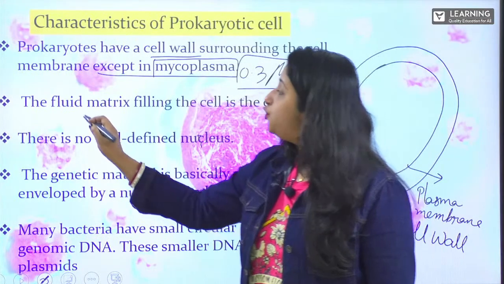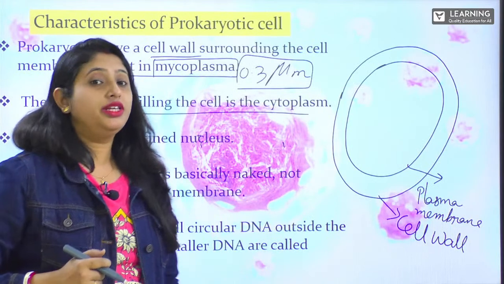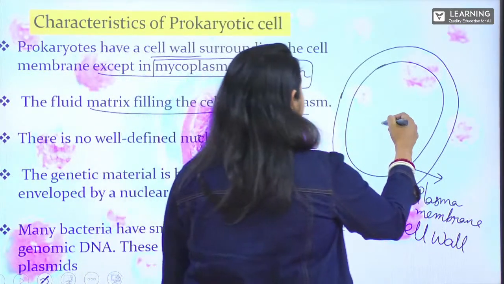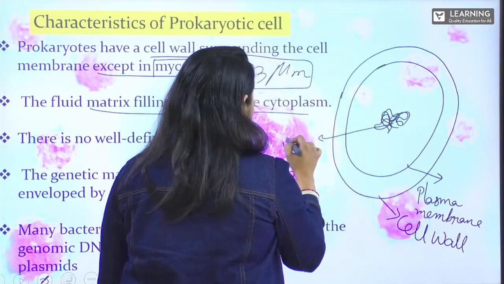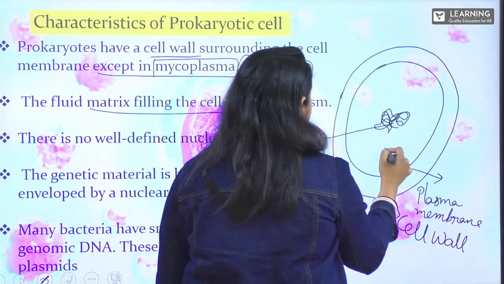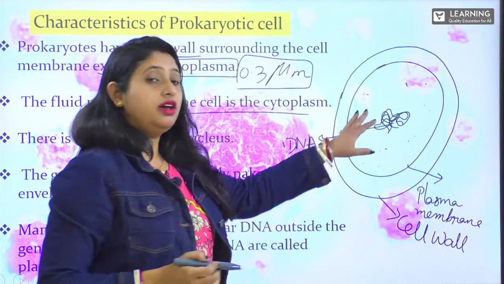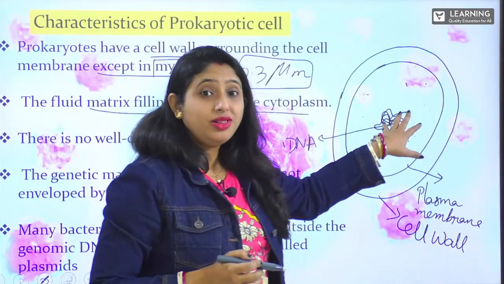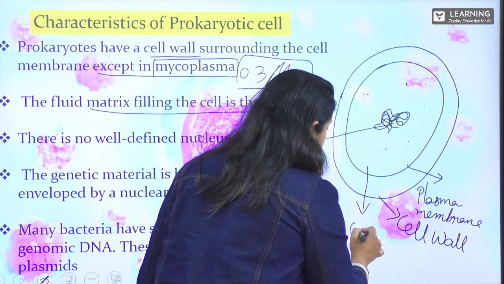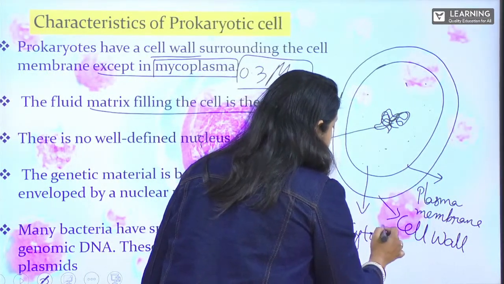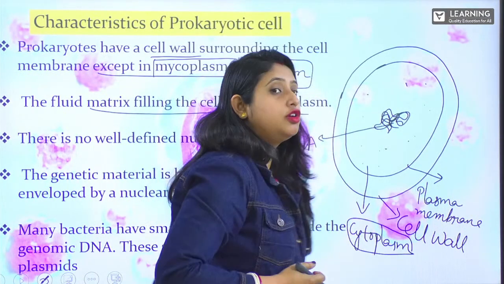So next is the fluid matrix filled in the cell, which is called the cytoplasm. So as I have showed in the picture, this area where the cell organelles lie, okay, this is the DNA, then these are the ribosomes, right? This area, that is the fluid matrix where all the cell organelles are lying, we call this place as cytoplasm. Okay, cytoplasm. So basically cytoplasm is also responsible for the transfer of the food materials.